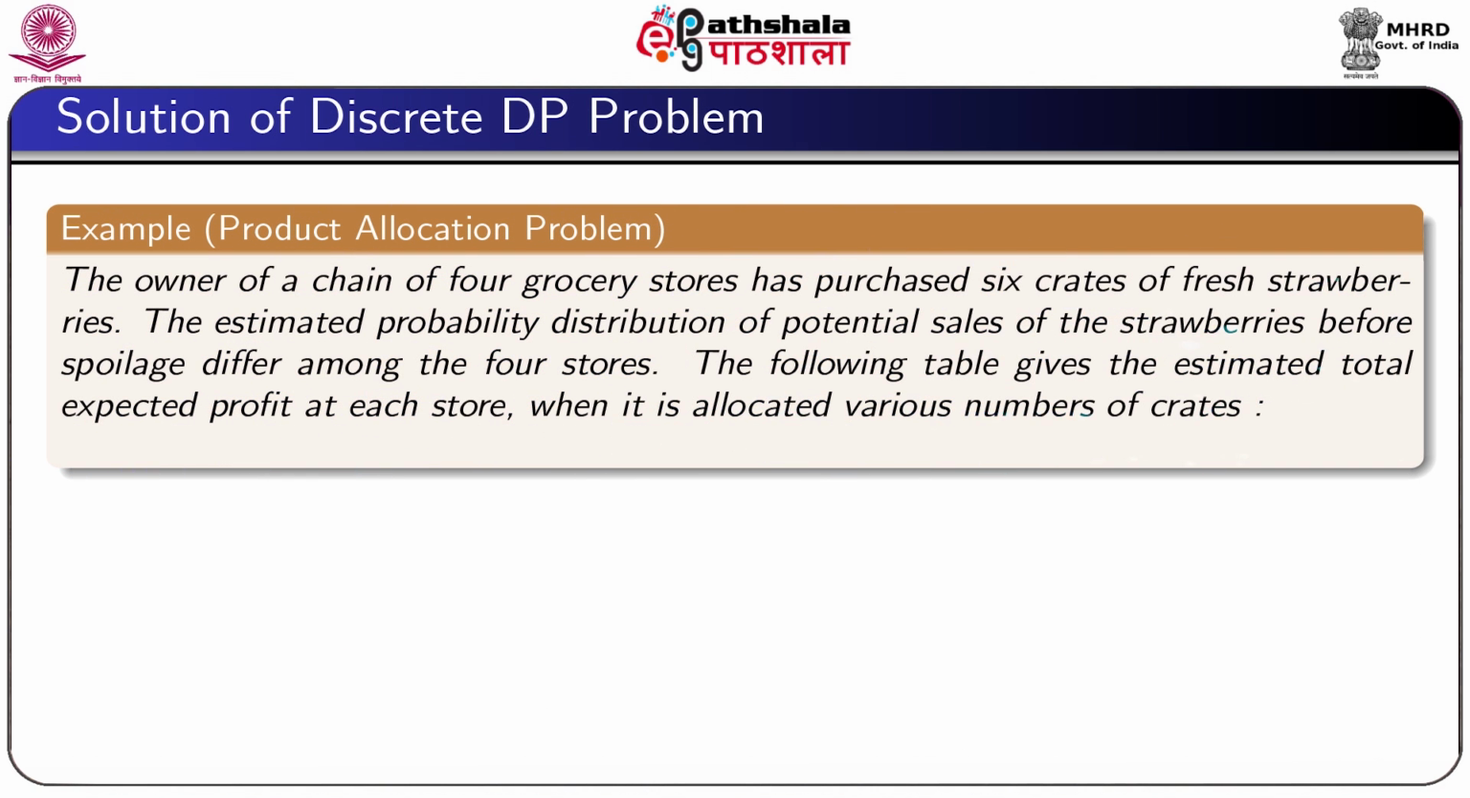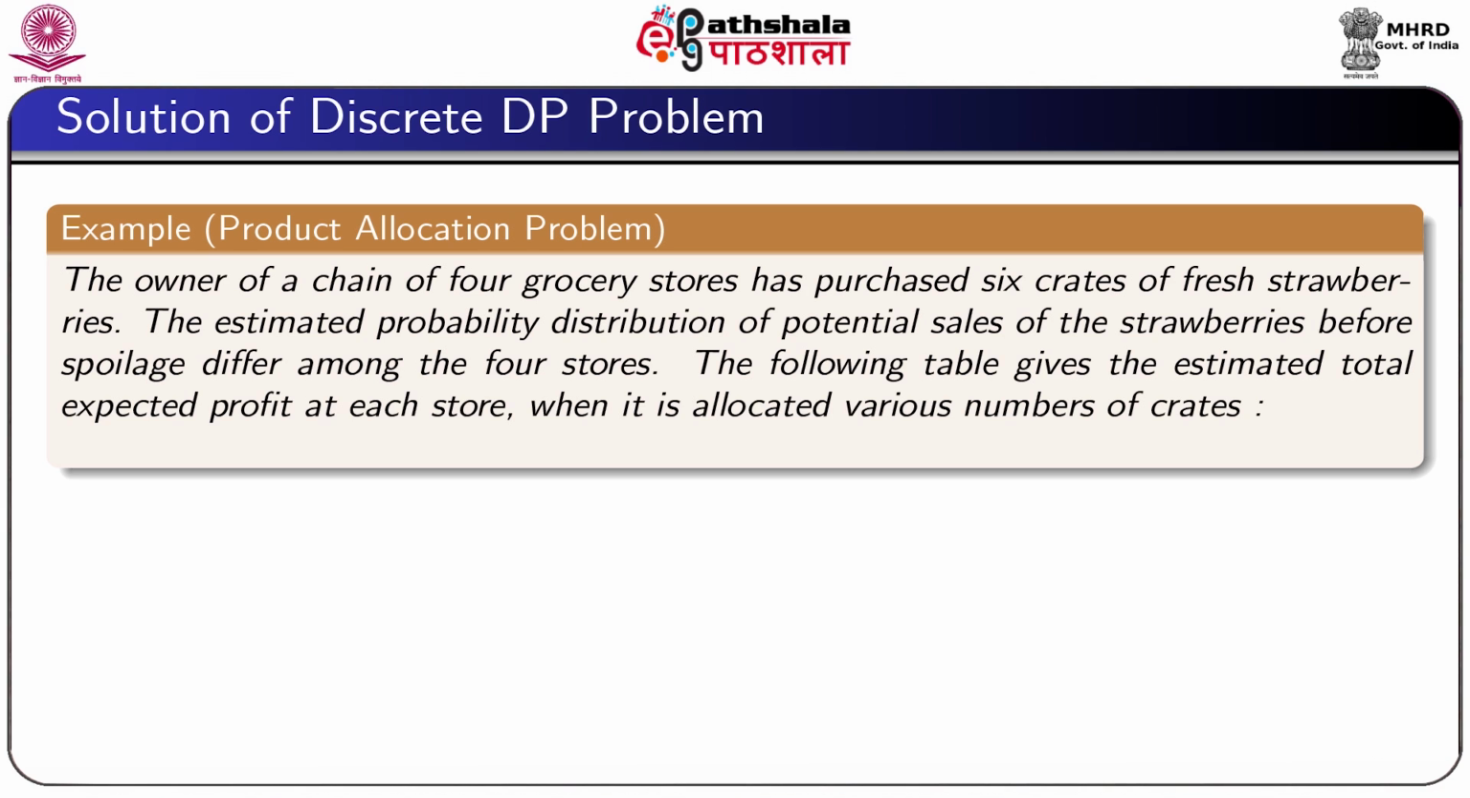Now, we proceed to find the solution of discrete dynamic programming problem. We will find the solution of discrete dynamic programming problem by taking practical examples. Suppose that the owner of a chain of 4 grocery stores has purchased 6 crates of fresh strawberries. The estimated probability distribution of potential sales of the strawberries before spoilage differs among the 4 stores.